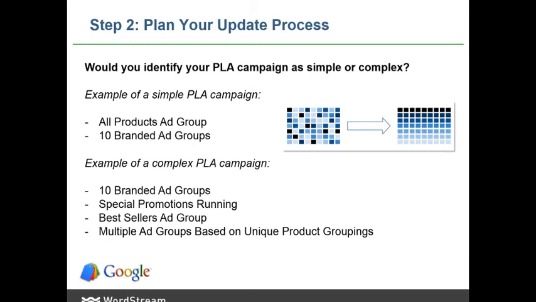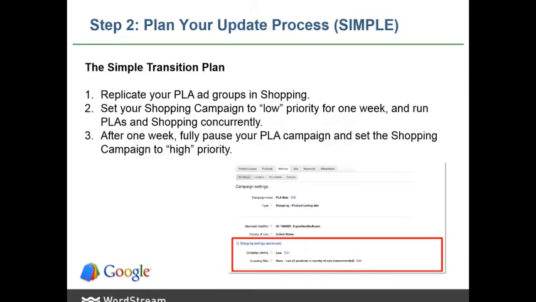So it's a good idea to run them together and just make sure you do set that priority to low on the shopping campaign. And then after 1 full week, go ahead and fully pause your PLA campaign and then come back into your shopping campaign and set it to the high priority.